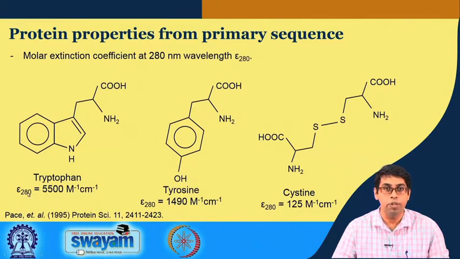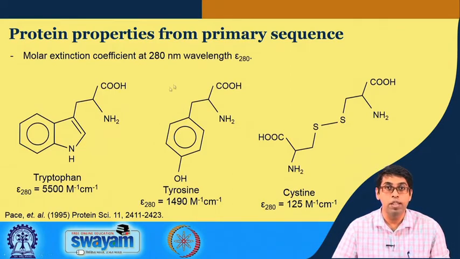You can see that tryptophan has the highest absorption. Its extinction coefficient is 5500 per molar per centimeter, whereas for tyrosine it is close to 1500 and for cysteine it is 125. If you know the sequence, you know how many tryptophans and how many tyrosines there are, and you may or may not have cysteines. So, you can simply multiply the number of tyrosines by 1490 and add it to the number of tryptophans multiplied by 5500, and you will get an estimate of epsilon 280 for your protein.